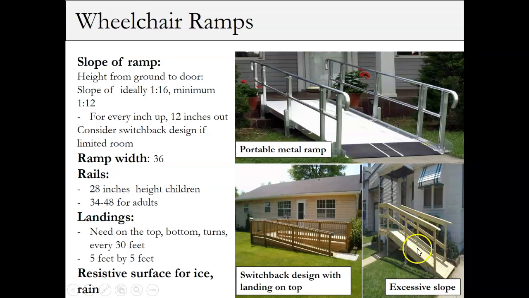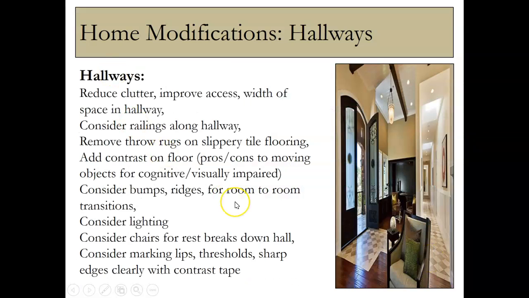That would be a nightmare in Maine. We talked about that with the dog last week, resistive surface. The hallways. You're in the house, coming down the hall, clutter. Clutter is like a huge thing you're dealing with in the homes. The width, think of maybe even railings along the hall.